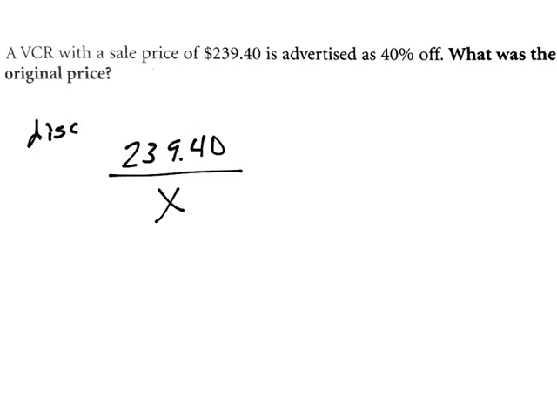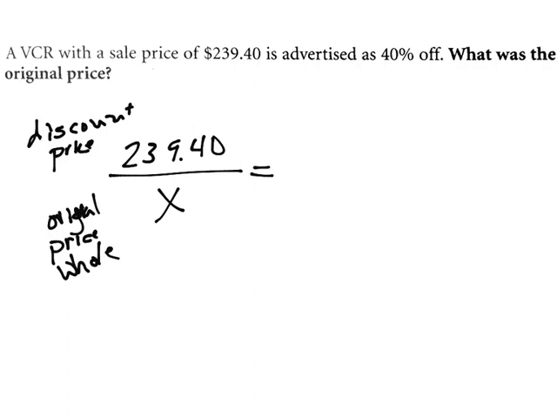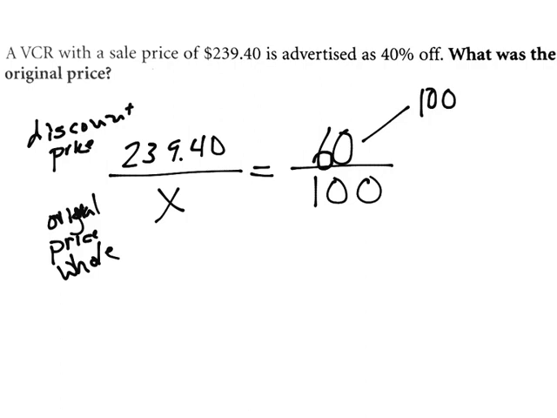Discount price, original price, or whole. That's what I like to call it. The whole equals... and 40% off is what we have. Percentage is always going to be over 100. Well, 40% off is not what we have left. 60% is what we have left, 100 minus 40.